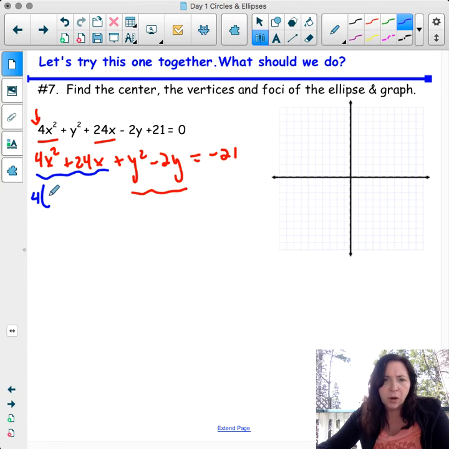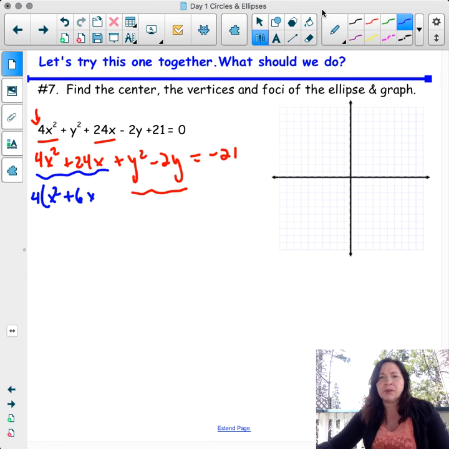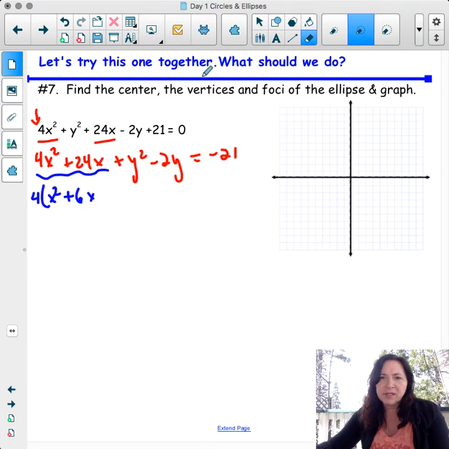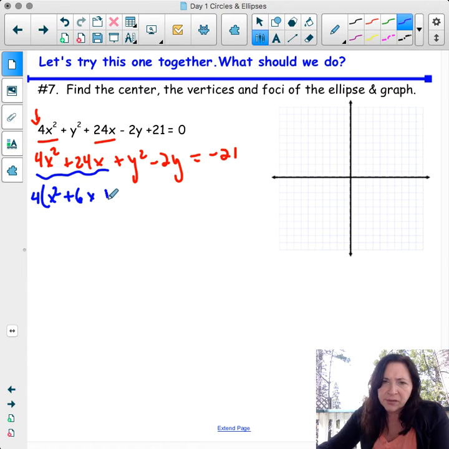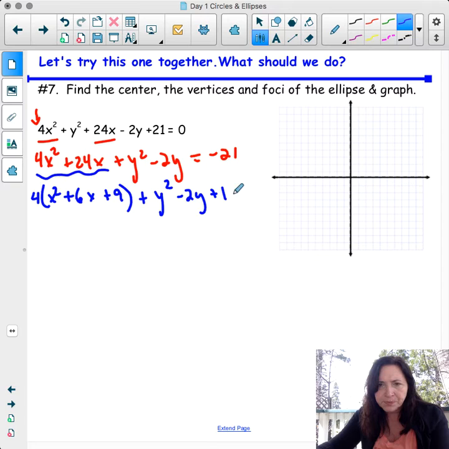So we have 4 times x squared plus 6x, and now I'm going to complete the square. So what's half of 6? Half of 6 is 3. 3 squared is 9, so that becomes plus 9. Plus, now we're going to complete the square here, y squared minus 2y, half of the b term, so half of 2 is 1, or negative 1. But when you square that, you get a positive 1, and that equals negative 21. Now remember, because this is an equation, see the equal sign?